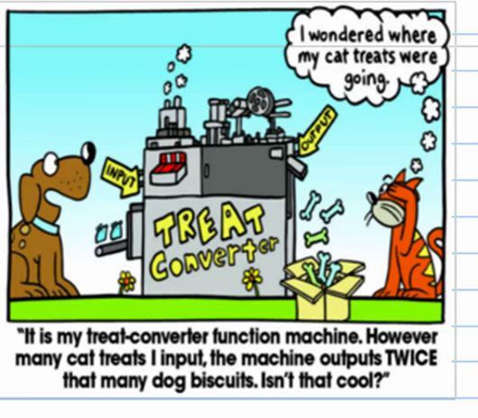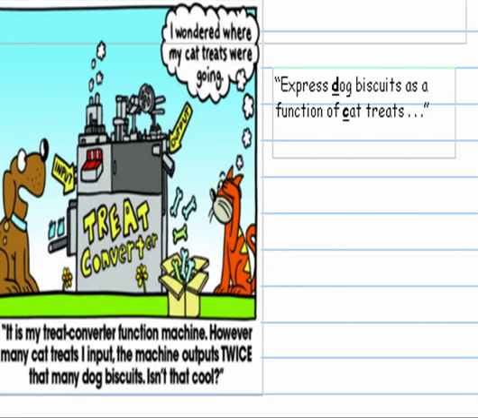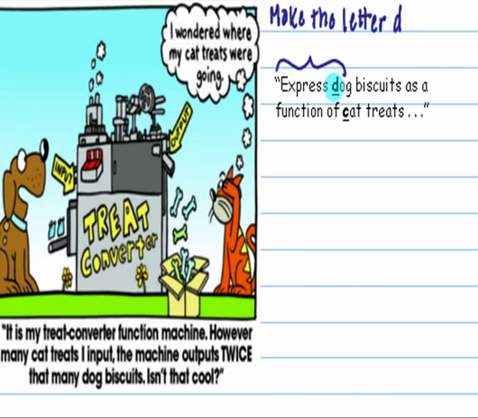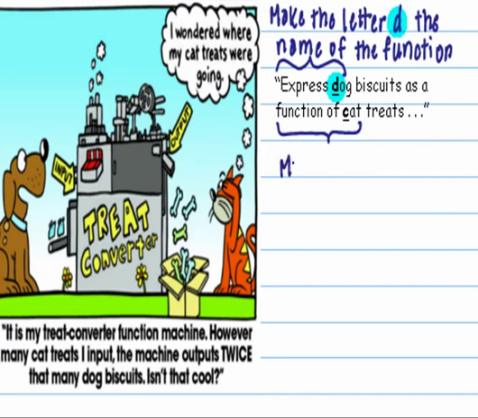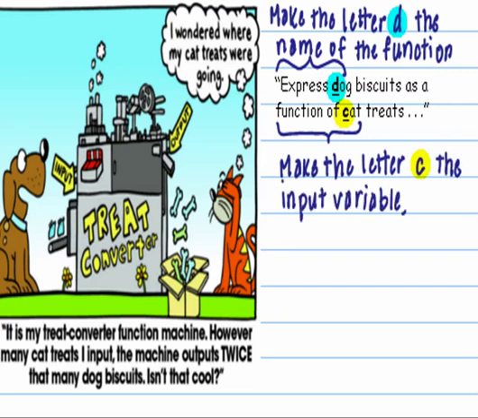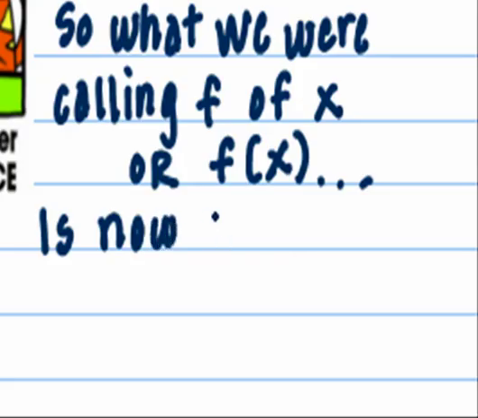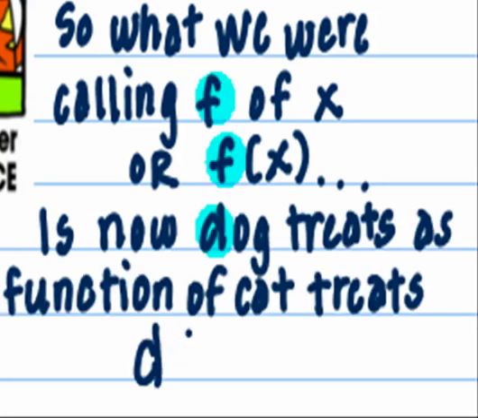This machine is an example of a function. Express the dog biscuits as a function of the cat treats. Make the letter D the name of the function, and make the letter C the input. So what we used to be calling f of x is now dog treats as a function of cat treats, or D of C, putting the D where the f used to be, and the C where the x used to be.